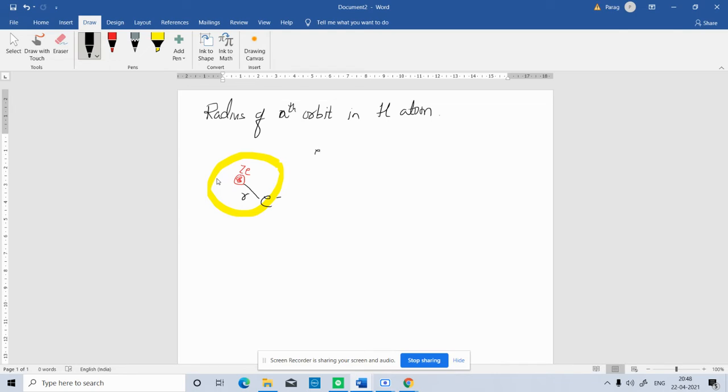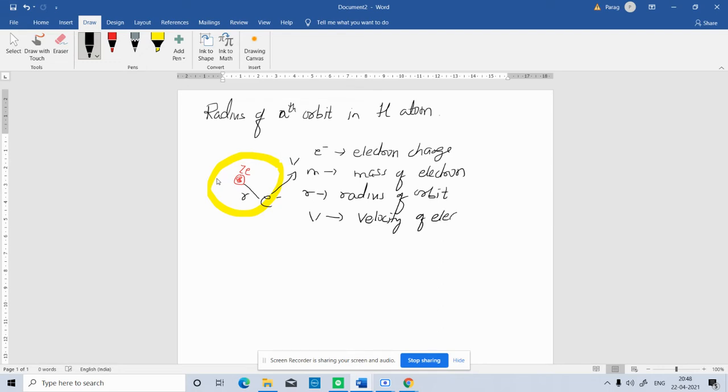So let us quickly consider e as electron charge, m mass of electron, and r radius of orbit. And if the electron is going in this direction with velocity v, let us consider v is velocity of electron. It is like a stone tied to a thread which is revolving, and suddenly if the thread cuts, the stone goes straight with velocity v.